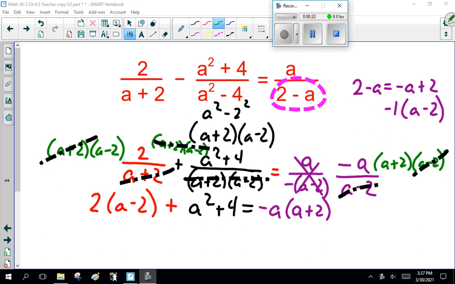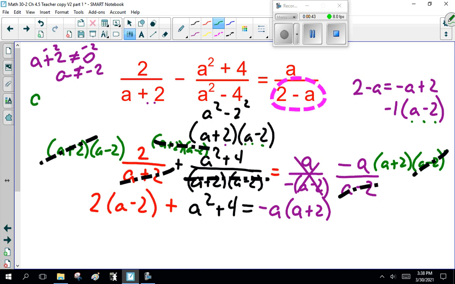Now, very quickly, let's do the non-permissible values first. You notice that a plus 2 keeps popping up, so a plus 2 cannot equal 0. Subtract 2 from both sides. a cannot equal minus 2. We also see a minus 2 popping up twice. a minus 2 cannot equal 0, so I add 2 to both sides. a cannot equal 2. Alright, so those are my two non-permissible values.